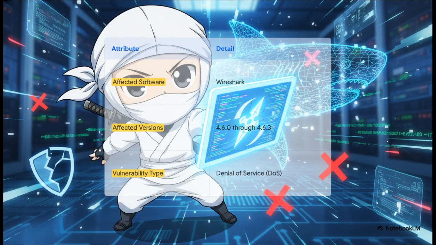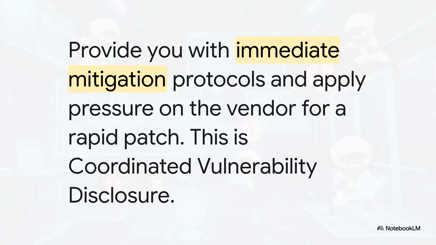Okay, let's break down the snapshot. The software we're talking about is Wireshark. Yeah, the tool that's on practically every analyst's machine. The specific versions you need to worry about are 4.6.0 all the way through 4.6.3. The vulnerability type? It's a denial of service, which means a bad actor can crash your application and they can do it remotely. So why are we putting this out there?